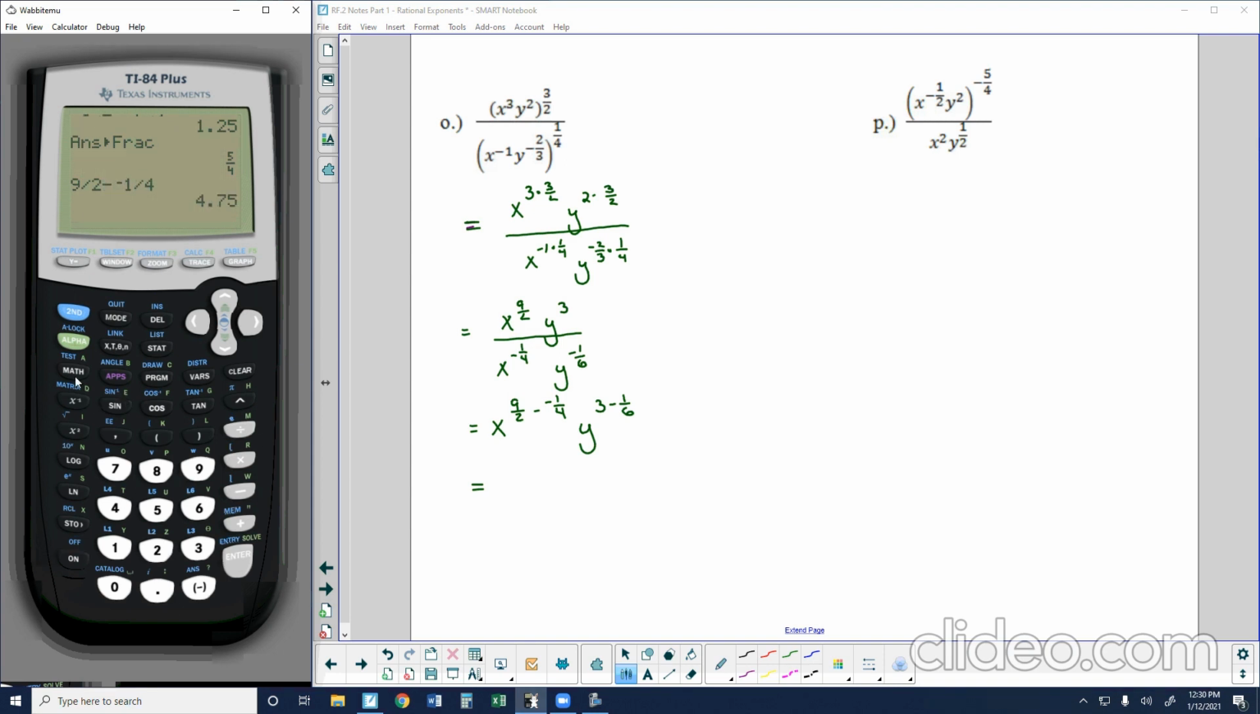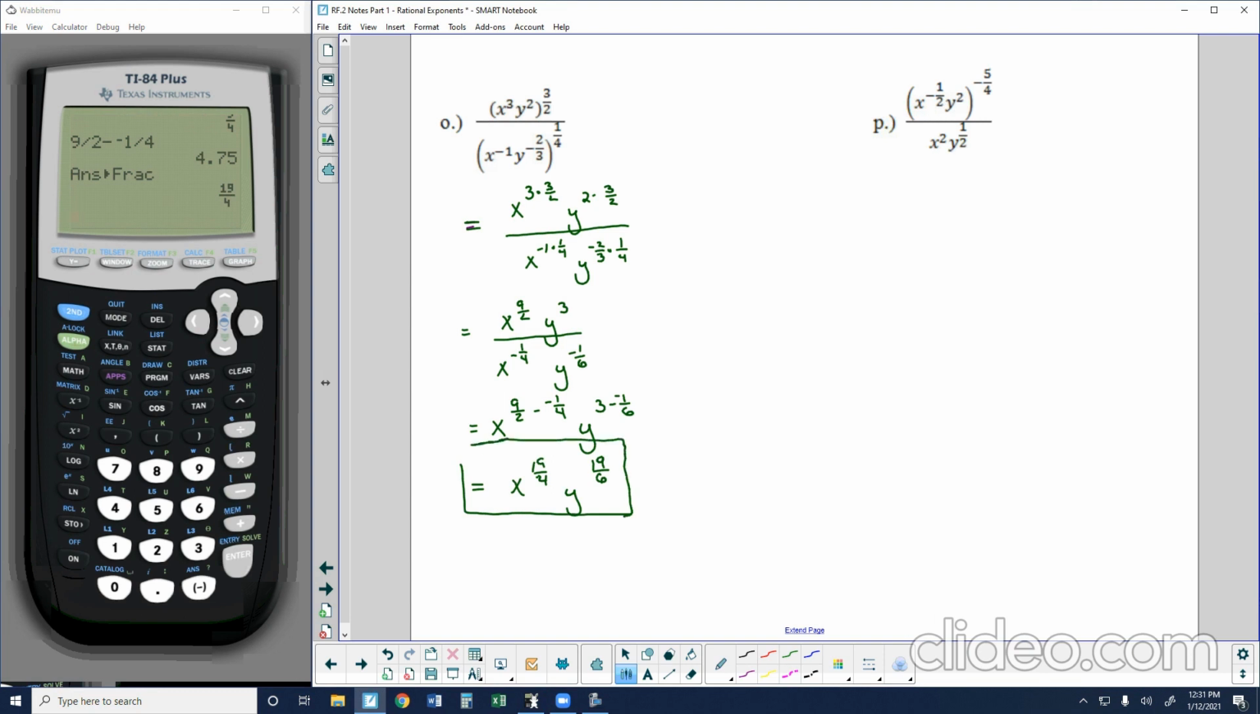If I do that in the calculator, it gives me a decimal. I'm going to put that as a fraction. So x to the 19 over 4 power. Then I would have y to the 3 minus 1/6. Sorry, that should be y to the 3 minus negative 1/6. So I forgot that negative down here. Y to the 3 minus negative 1/6 would be y to the 19 over 6 power. And this would be our final answer.